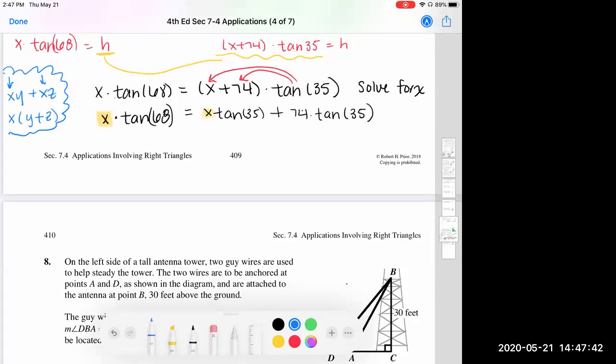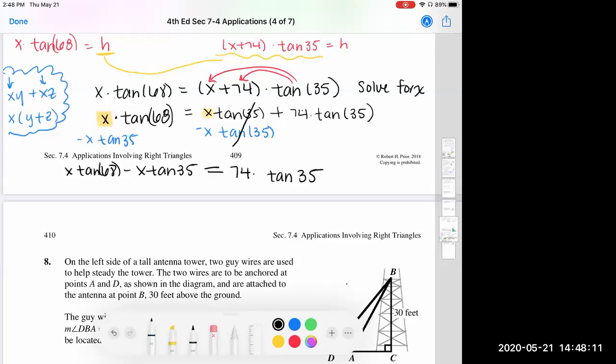All right, so let's get our x's together. So let's move this x to the other side by subtracting x tangent of 35, minus x tangent of 35, so that we have x tangent of 68 minus x tangent of 35 is equal to what's left over. After I move that, I'm left with 74 tangent of 35. All right, why do we do all this? Our whole idea is to be able to factor out our x's.